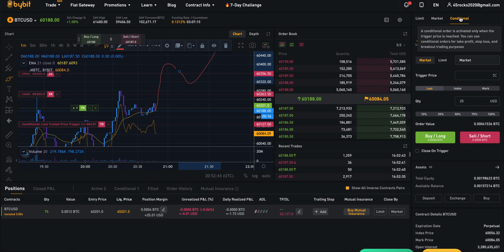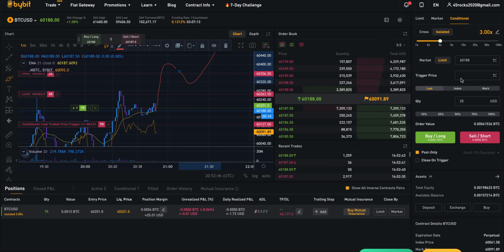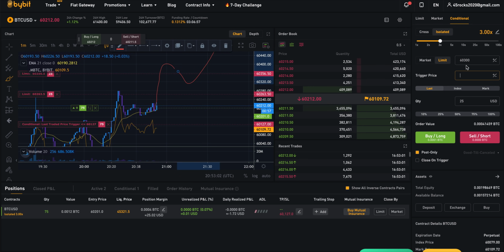The way I would do a conditional order is I would do a conditional limit order, and I would want to buy in right at 60,300, so I'd put 60,300, and then the trigger price. This is the price that is going to trigger the limit order to go into the system. So let's say I don't want this limit order to even be in the system until price comes at least to 60,400. So I would make the trigger 60,400 and go ahead and click buy long.